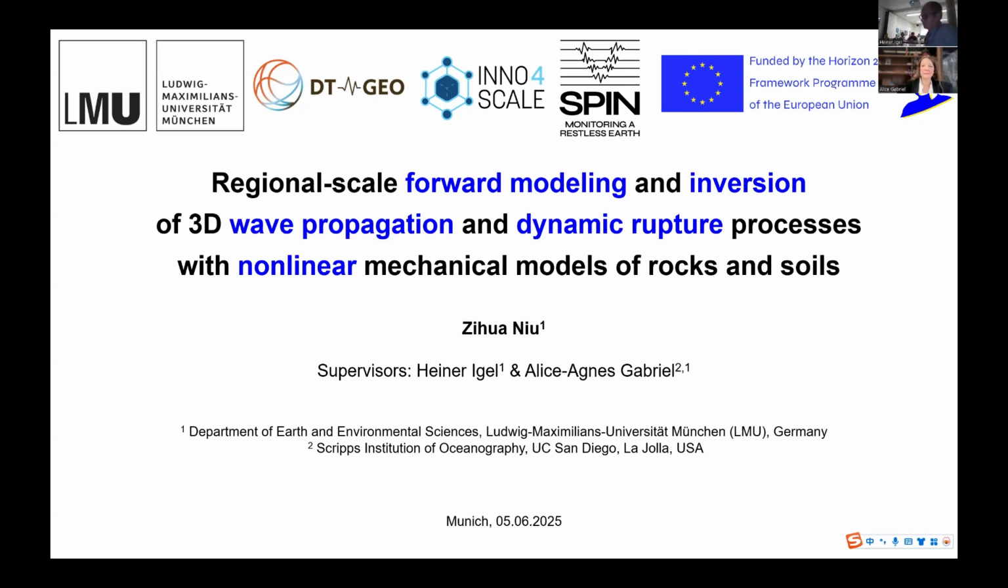The major element of my PhD is about nonlinear mechanics, and I included it in the modeling and inversion of earthquakes. Why do we do earthquake modeling? This is because of the earthquake hazard that we all, from time to time, need to deal with.